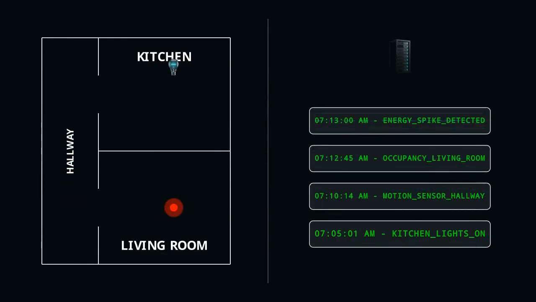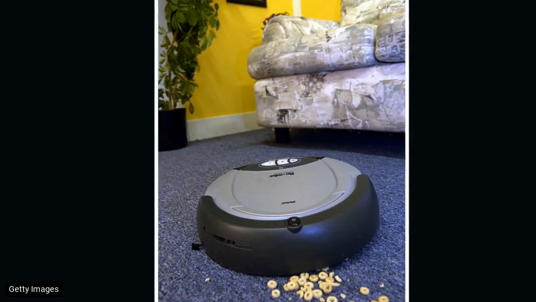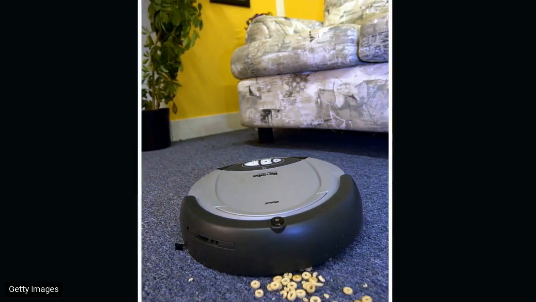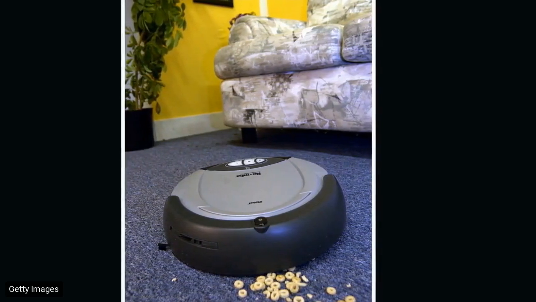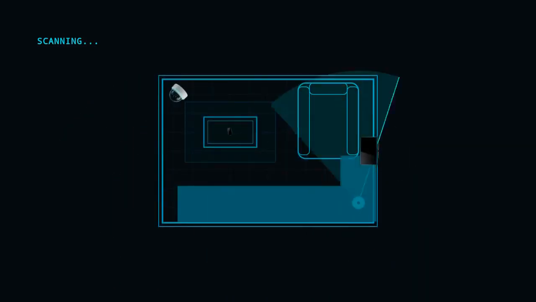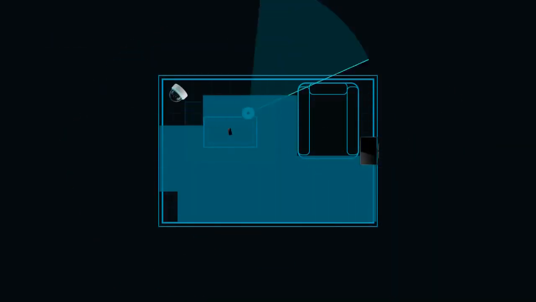throughout the morning. Consider a robot vacuum. As it sweeps the floor, its internal sensors are scanning the environment, quietly mapping the physical layout and the specific dimensions of your living space.